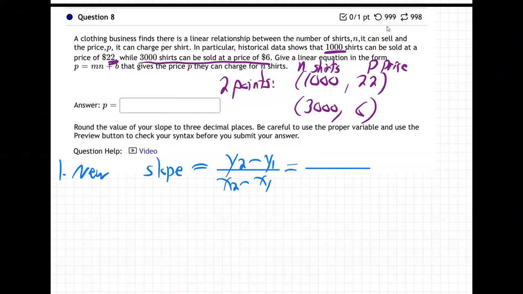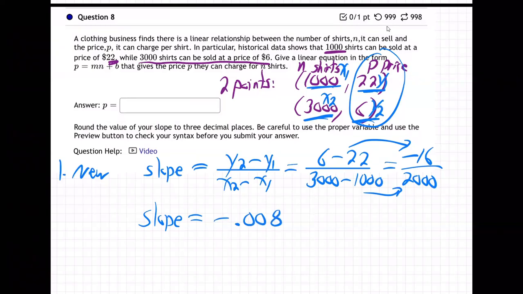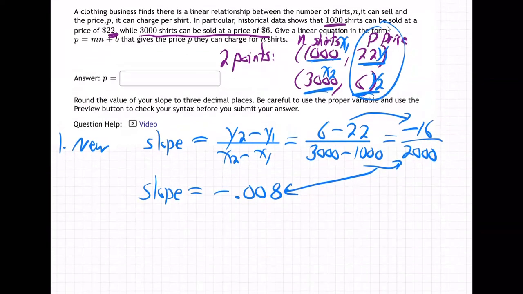And so plug that stuff in. So this is like x1, y1, x2, y2. We do these two on top, y2 minus y1. So 6 minus 22 over x2 minus x1, 3,000 minus 1,000. I just subtracted and got minus 16 over 2,000. Then just divide that in your calculator. Minus 16 divided by 2,000, you'll get minus 0.008. So we got that slope now.